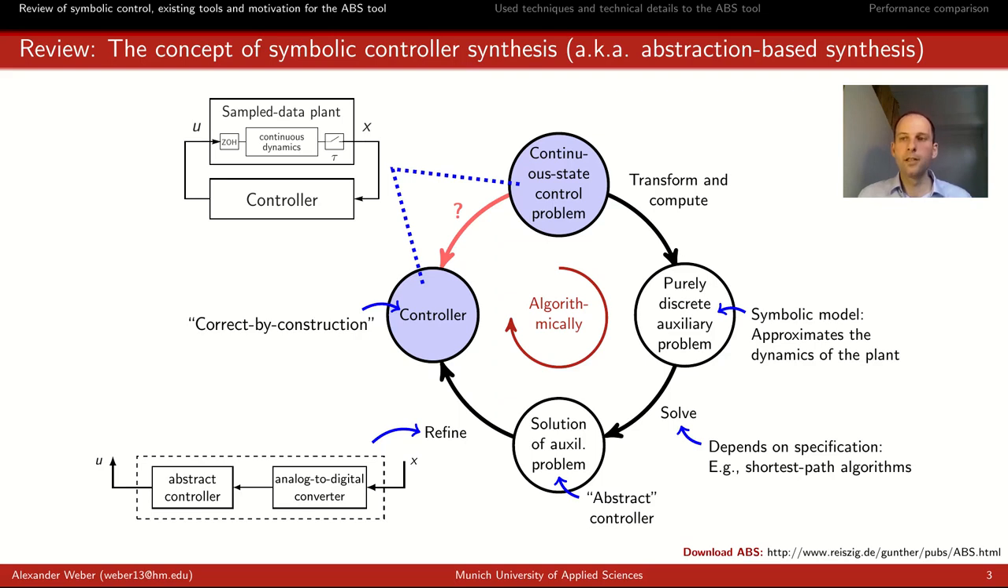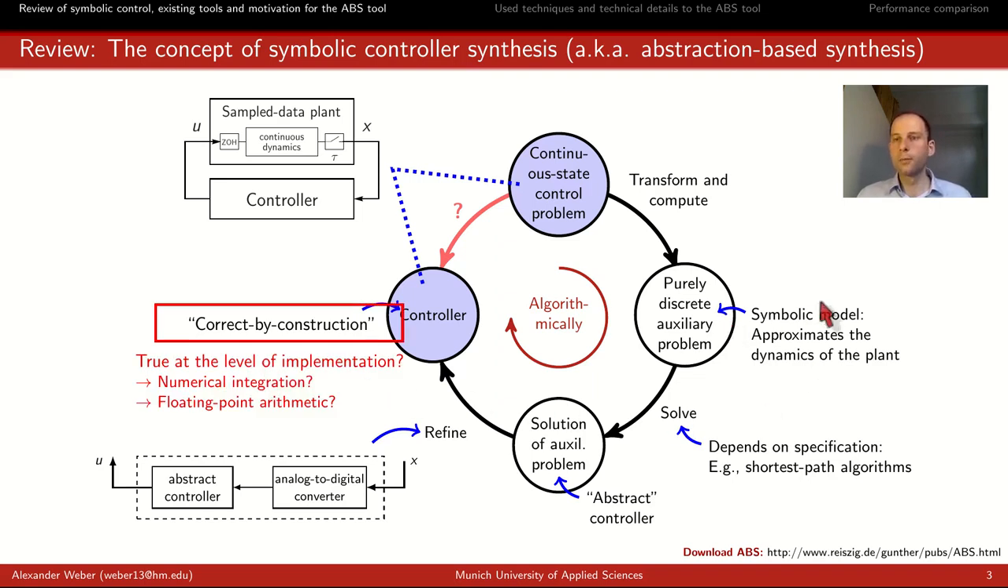Why do I emphasize here "in theory"? Because this scheme is an algorithmic procedure which is eventually implemented on the computer. On the computer, there are some issues. For example, when computing the symbolic model, one needs to solve initial value problems. These are solved on the computer with numerical integration. This integration introduces approximation error. Furthermore, on the computer we have only floating point arithmetic available, which introduces rounding errors. If you do not take into account these errors, you cannot claim anymore that the result returned by the computer is still correct by construction.